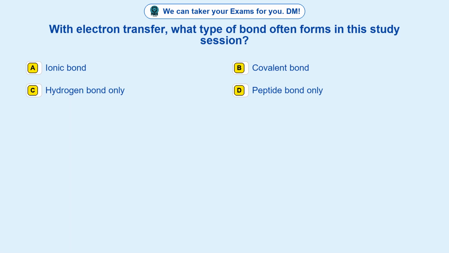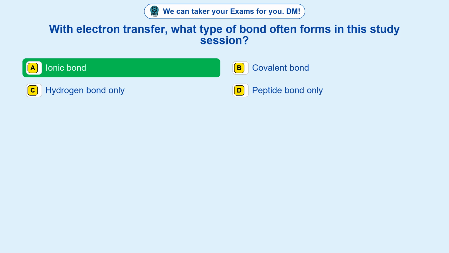Question 33. With electron transfer, what type of bond often forms in this study session? Option A, ionic bond. Option B, covalent bond. Option C, hydrogen bond only. Option D, peptide bond only.